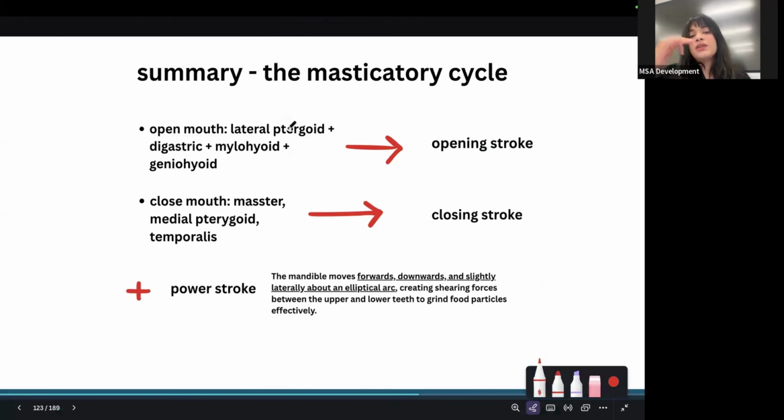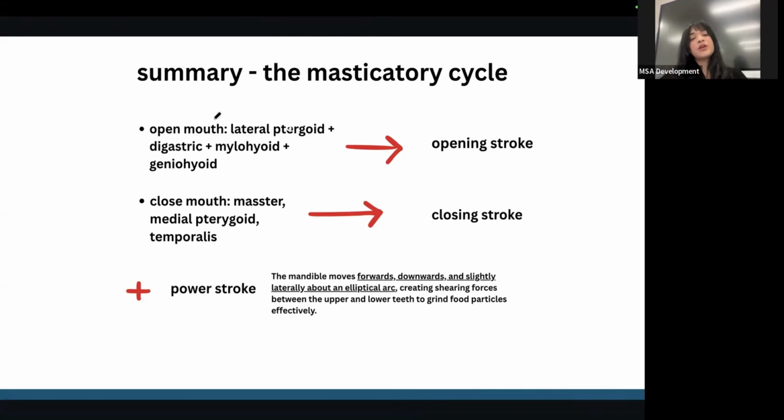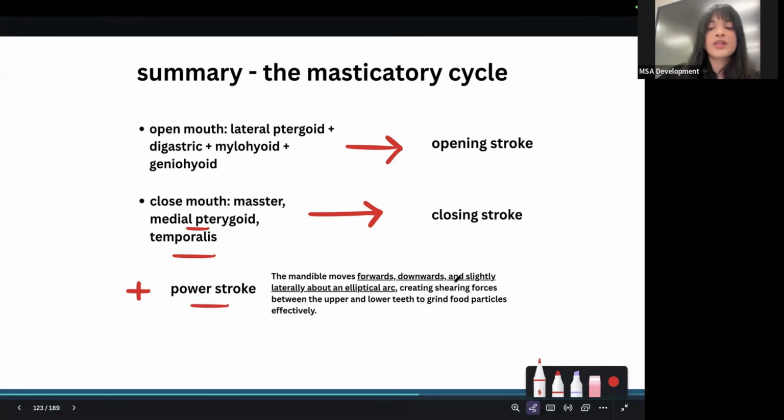Summary, opening the mouth, you have the lateral pterygoid depressing, and all the accessory muscles are going to open the mouth. Closing, you have masseter, the medial pterygoid and the temporalis closing, and then at the end of the closing stroke, you have the power stroke. The power stroke is like, if you've seen animals eat, they move their mouth weirdly. It's very obvious in animals. It's like an elliptical. So the mandible moves forwards, downwards, and slightly lateral. So it's like a chewing sort of motion, and this creates shearing forces between the upper and lower teeth.